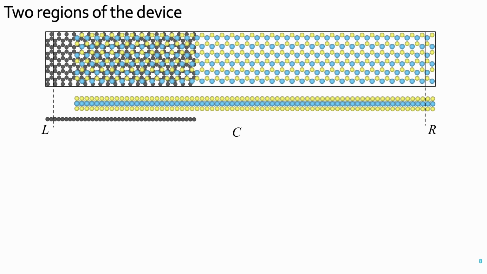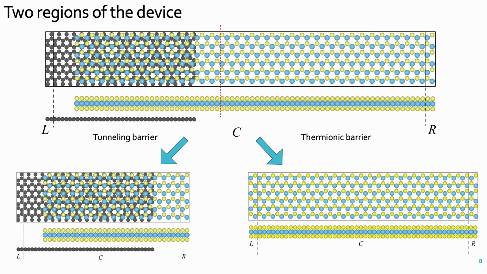Now back to the device. Our device can actually be separated into two regions. In one region, we have a tunnel barrier. In another region, we have a thermionic barrier. Notice that the tunnel barrier intrinsically included in the device structure is not demanded to play any role in the switching process. It is this thermionic barrier region that is responsible for switching, as in MOSFET.